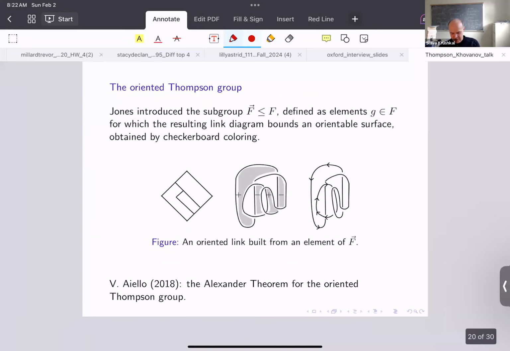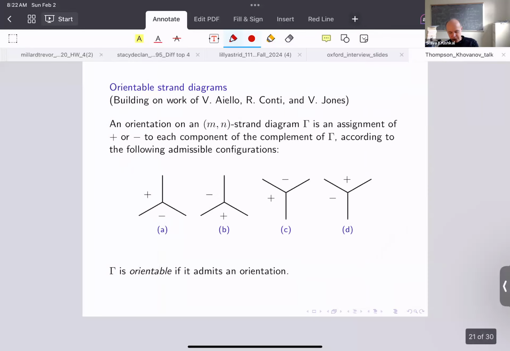Okay, well, there is a version of the Alexander theorem, also due to Aiello in 2018, that if you start with any oriented link in 3-space, then you can build it from an element of this oriented subgroup of the Thompson group as well. Okay, so we use some work of Aiello, Conti, and Jones, and we extend this to tangles. So we define the notion of an oriented strand diagram, and we use it to construct oriented tangles.